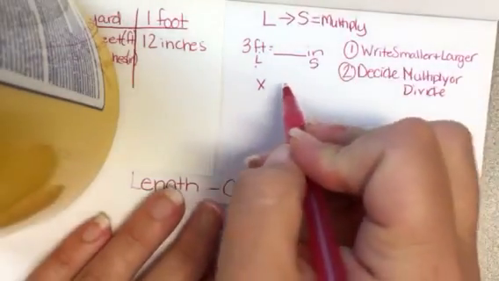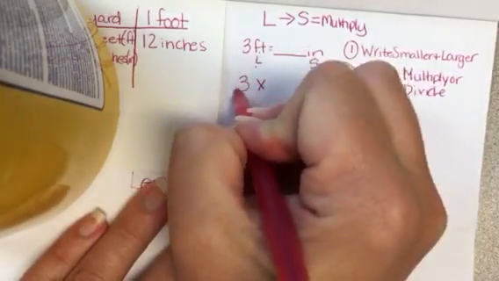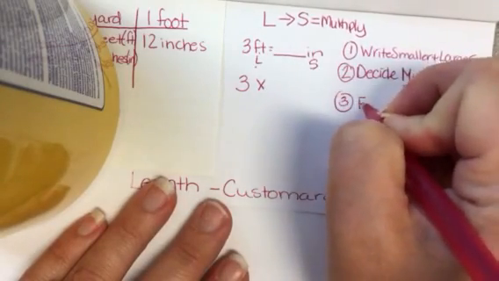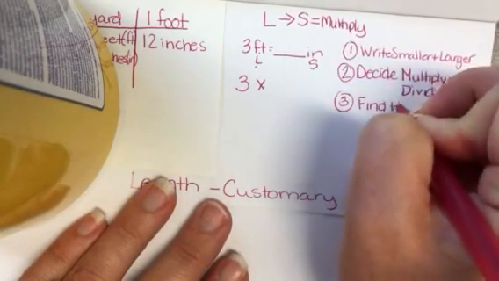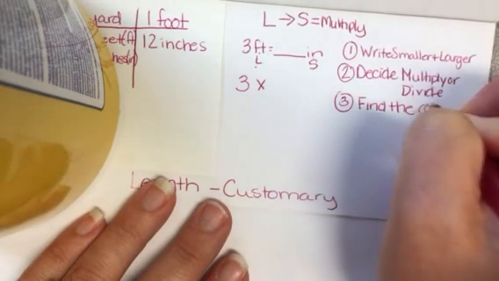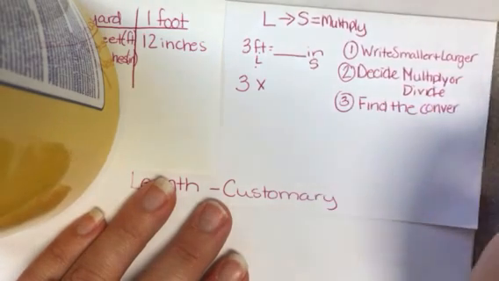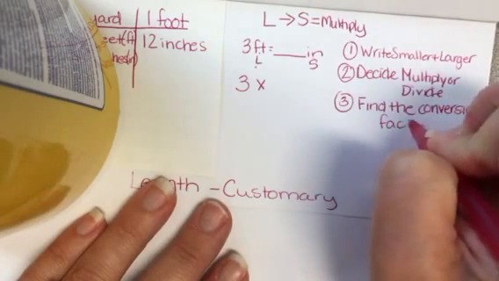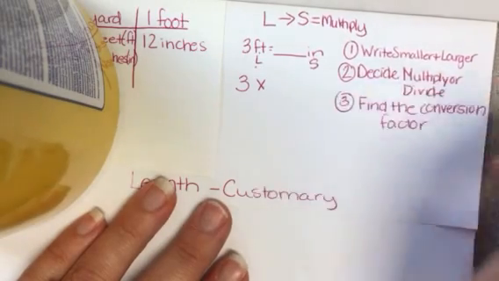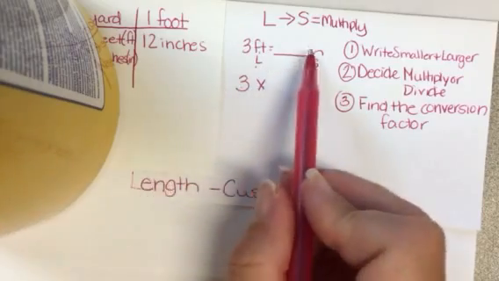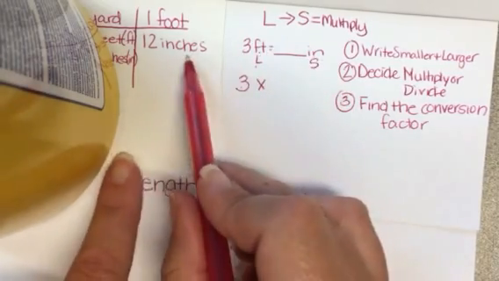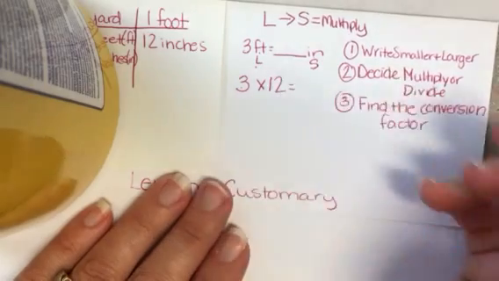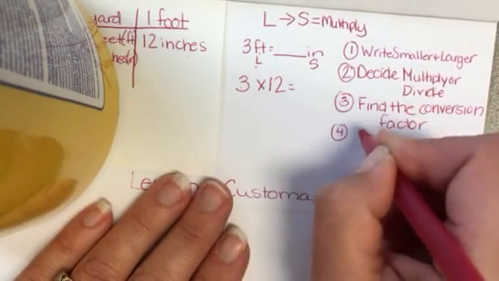Okay, so now I'm going to do 3 times, find the conversion factor. So 3 times what? How many inches are inside of a foot? 12 inches are inside of a foot. Step 4, solve.